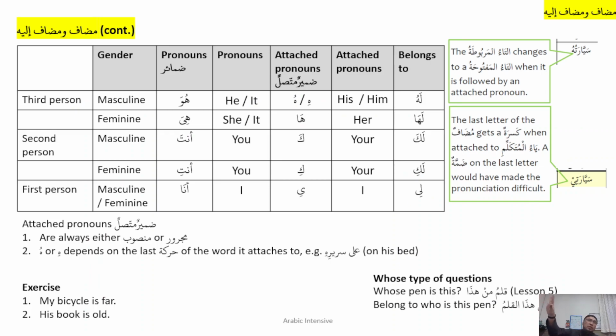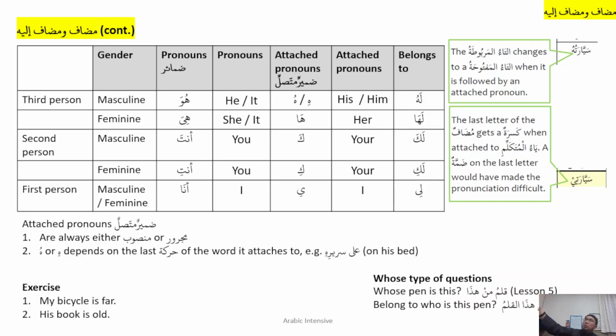So this one, the pronouns, you just have to remember. Unfortunately, there are no tips that I can provide. You just need to remember the third person, masculine, feminine. If you want to say he or it, how do you say it? If you want to say his or him, how do you say it? If you want to say belongs to him, how do you say it? So those are the three columns there.